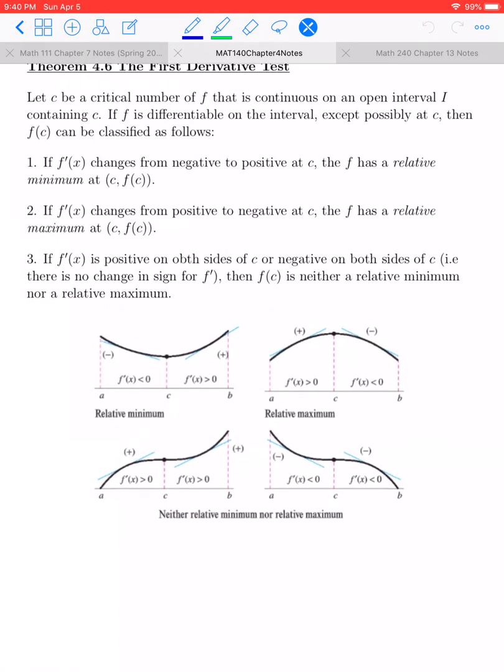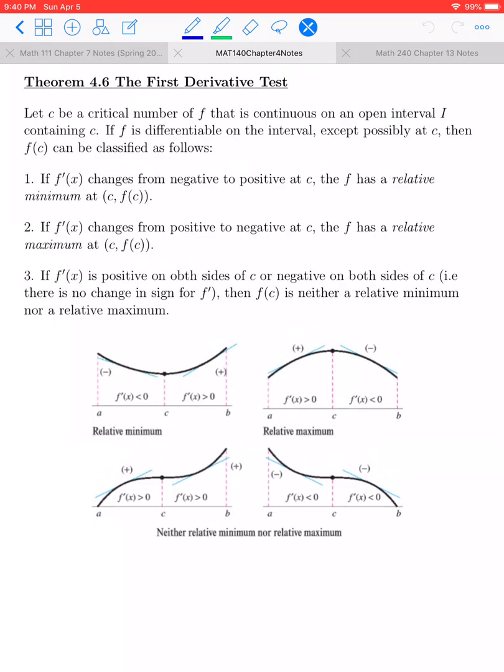One of the other things that we can get out of this, using the first derivative test, is whether or not our critical numbers give us a relative max or a relative minimum. This is going to be theorem 4.6. Let's let c be a critical number of the function f that is continuous on an open interval I containing c, and that f is differentiable on the interval except possibly at c. Then f of c can be classified as follows. If f prime changes from negative to positive at c, then f will have a relative minimum at the pair c comma f of c.